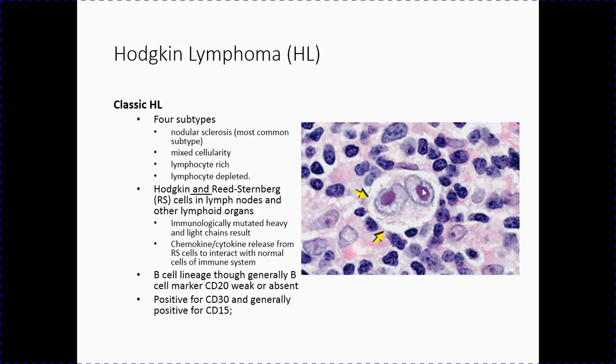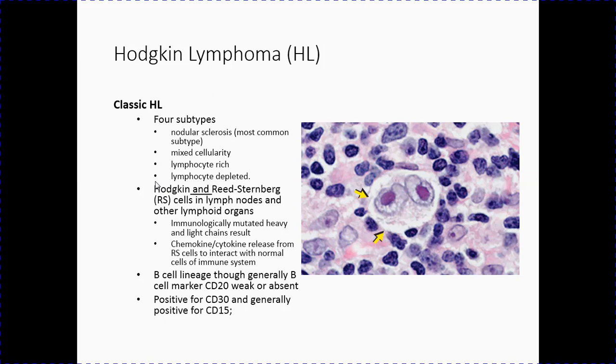I don't have a picture of them here, but the second cells that we see in classic HL are called Hodgkin cells. They resemble the Reed-Sternberg cells in a great number of ways, but they're still large. But the nuclei are not bilobed, and they have a single nucleolus in them. So they're still a very large cell, but they don't take on this kind of classic appearance. Reed-Sternberg cells have an interesting functionality to them that you wouldn't expect.